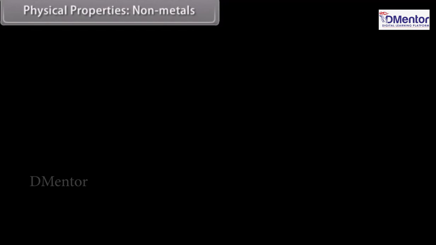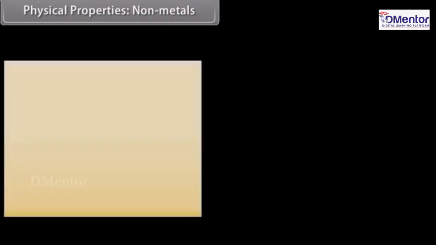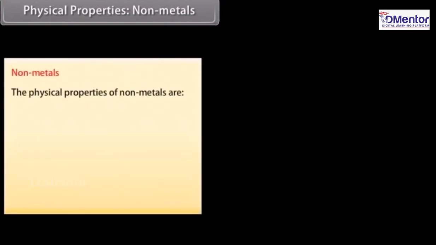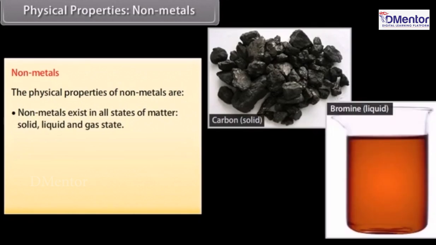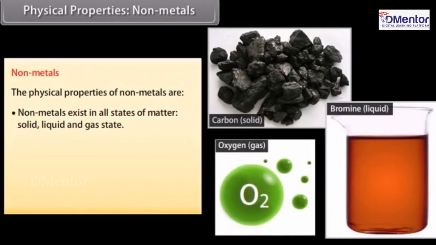Physical properties. Non-metals. Let us now look at the physical properties of non-metals. Physical state. Non-metals exist as solid, liquid, or gas at room temperature. Gas: oxygen, chlorine, fluorine. Liquid: bromine, and solid: carbon.